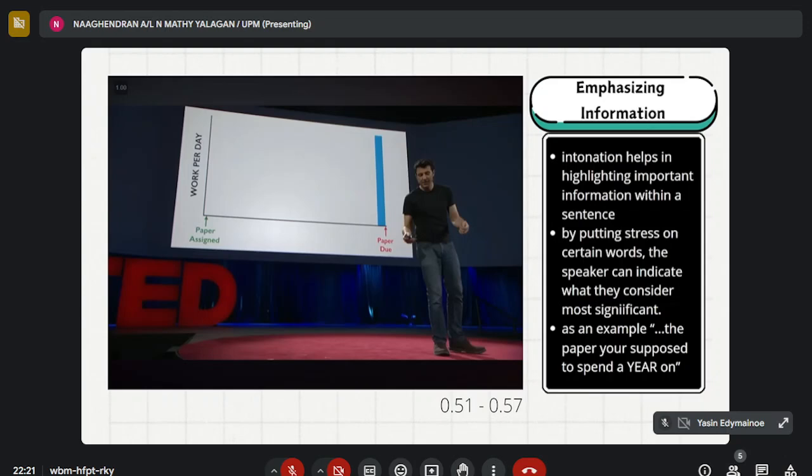And as a conclusion, intonation is crucial in spoken language by adding meaning, emotion, and emphasis beyond the words themselves. It helps express feelings, clarify sentences, and highlight key information. This is especially important in cross-cultural interactions where different intonation patterns can impact understanding. That is all from me. Thank you.